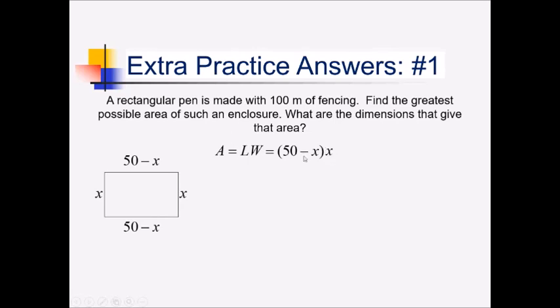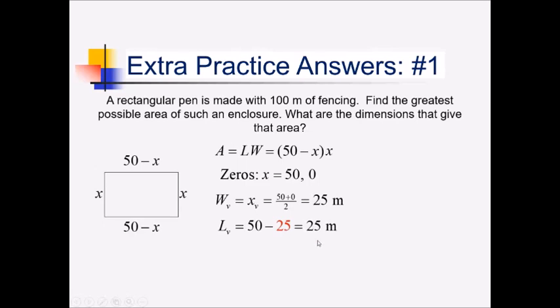So we have zeros of 50 and 0, and the width, also the x value of the vertex, is going to just be equal then to the average of those, so 50 plus 0 over 2. So that's going to be 25, and our units here is meters. So if we have a width of 25, that means we're going to have a length of 50 minus this x value, 50 minus 25, which is also 25 meters. So we want a 25 by 25 rectangular pen to get the most area.